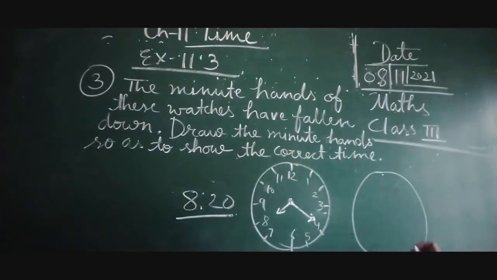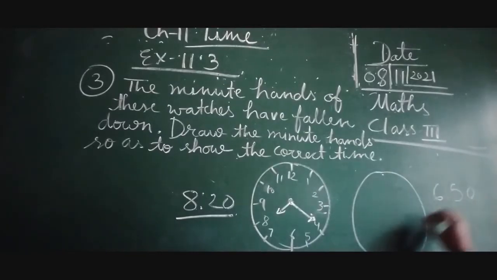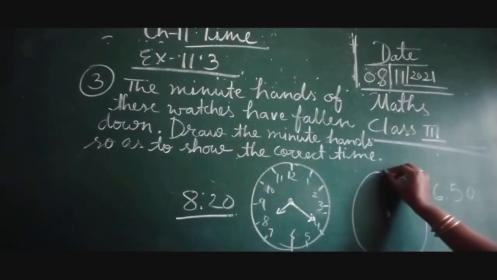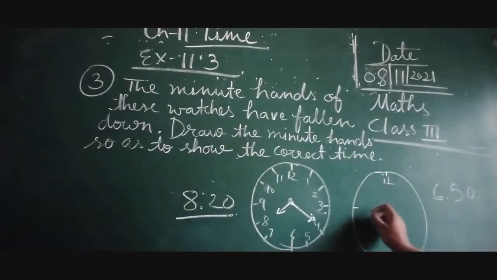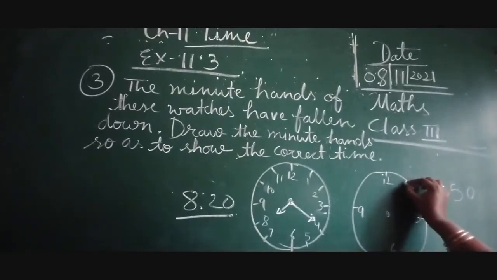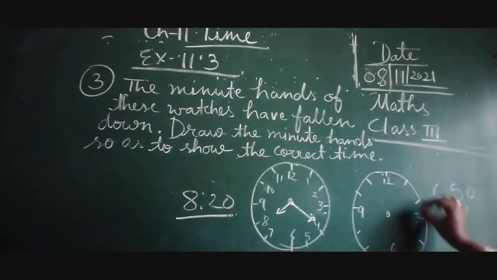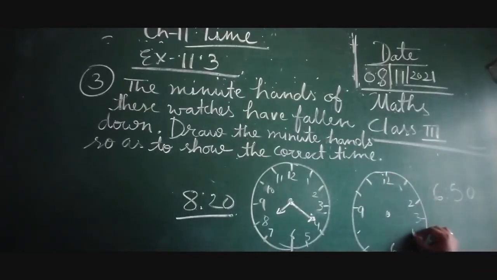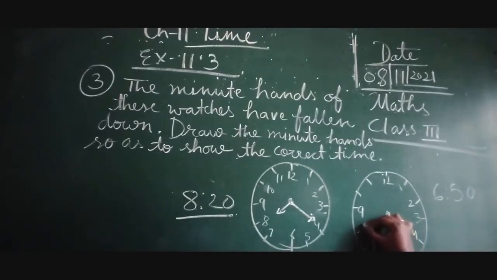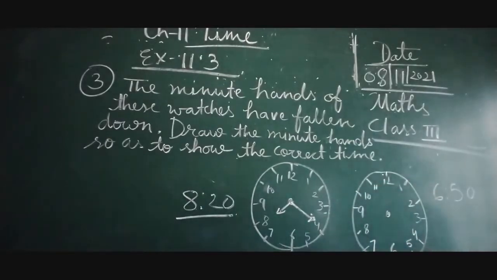Okay, now our next watch that we are going to draw over here, children, here it is going to show 6:50. So here children, how can we show this? That is 12, this is 9, this is 3 and this is 6. Okay. 1, 2, 4, 5, 7, 8, 10 and 11. Okay. So now here children, we are going to show this.